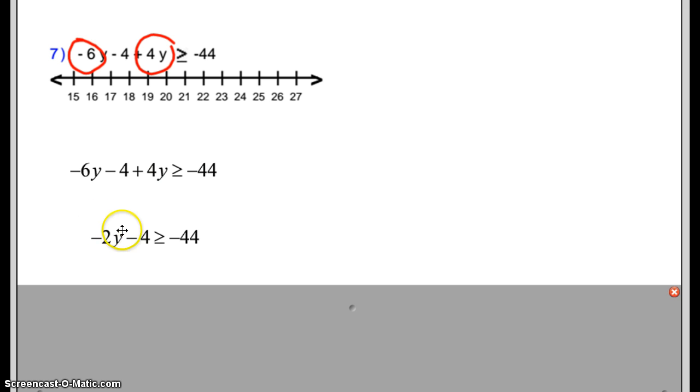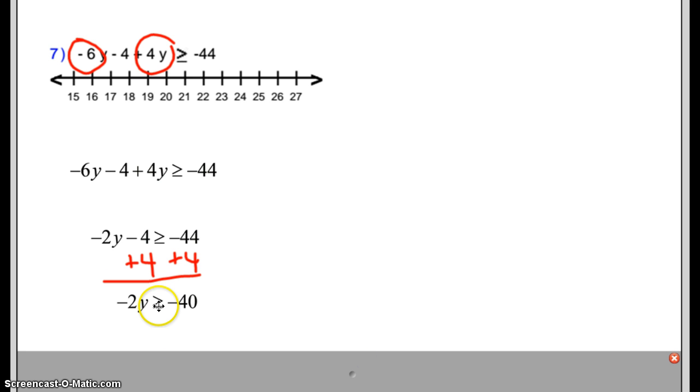Now, since this is my only variable left, I need to isolate it, and so I'm going to do the opposite of subtracting 4. So the opposite of subtracting 4 is adding 4, and of course I'm going to do that to both sides to keep the inequality balanced. All right, now we get negative 2y is greater than or equal to negative 40. If negatives mess you up, please use the calculator to do those calculations.